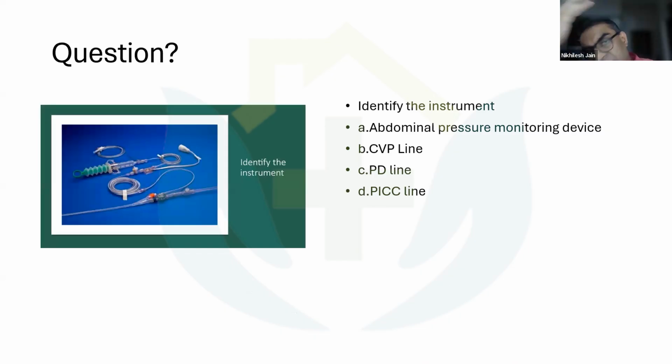Can you answer this question? Again, this is simple. Everybody gets it right. This is indeed an abdominal pressure monitoring device. You do it through the Foley's catheter. And this is for monitoring through a Foley's catheter. And you have to know about the finer points of abdominal compartment syndrome whenever you are going to do it, and the intra-abdominal pressure cutoffs and their specific interventions.